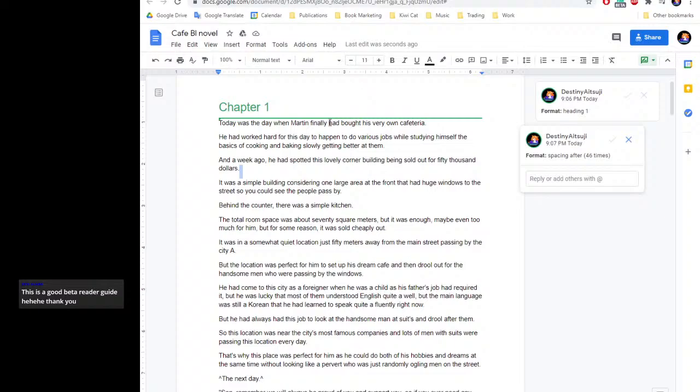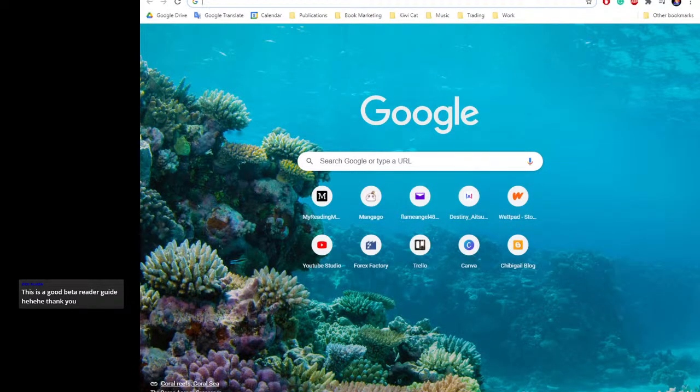Okay, hold up for a second here. This is, how do I say, like a double passive. I don't know why, but I have this problem as well as a writer. So whenever I see something like this, I can't help but highlight it: Today was the day when Martin finally had bought. You can remove the "had" and it still makes sense. In fact, it sounds better without the word "had". So let me just do a quick Google.